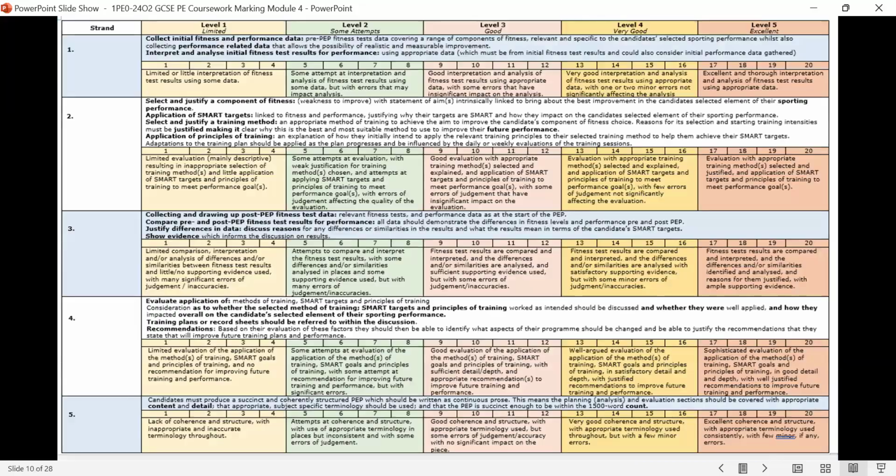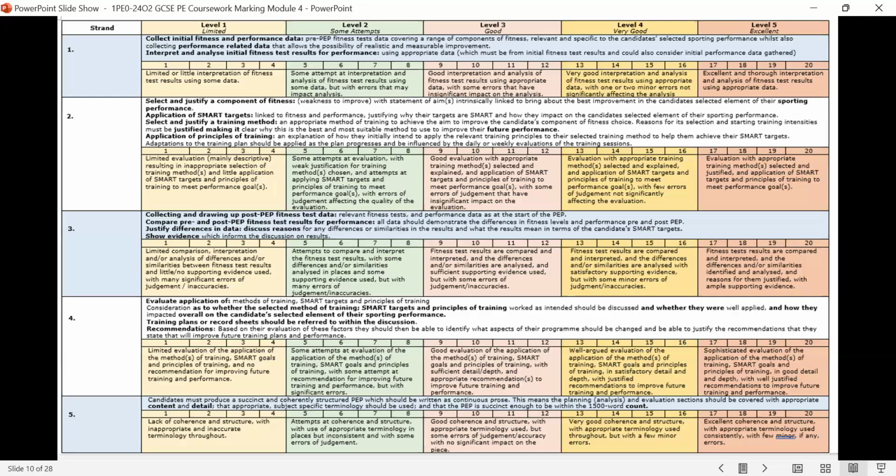Now on the screen, you can see the moderating grid, the assessment grid. This was changed very slightly a couple of years ago, where you'll see that the top line for strand 2 was originally in strand 1, but it fits a little neater in strand 2. So if you haven't updated the assessment grid, please go to the website and you can download the most recent one.